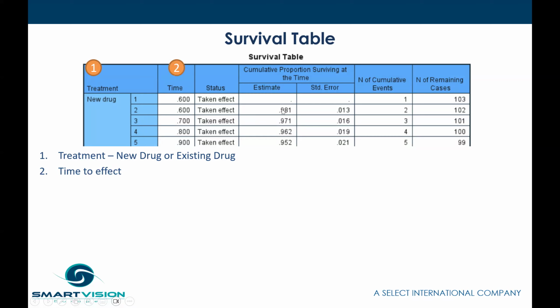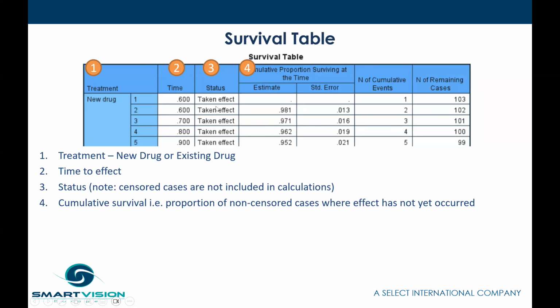It happens to be the new drug. And this is the time to effect, 0.6, whatever that is, 0.6 months, 0.6 hours, 0.6 weeks or something like that, I don't know. But at 0.6 weeks, we find that two events had occurred, and we can see it taking effect. So that says the status is taking effect. Then we have the cumulative survival, the proportion of non-censored cases where the effect has not occurred yet. So how many are left? 98% of the patients haven't had an effect yet.